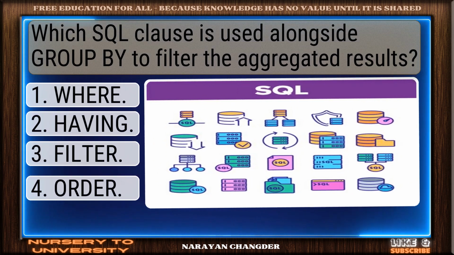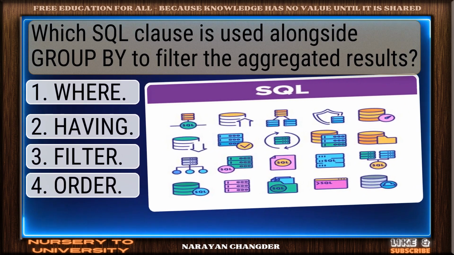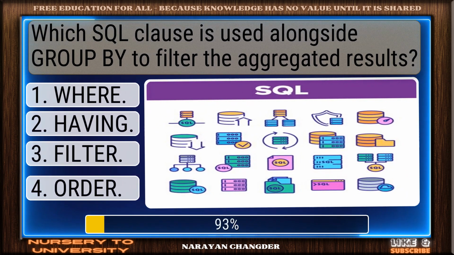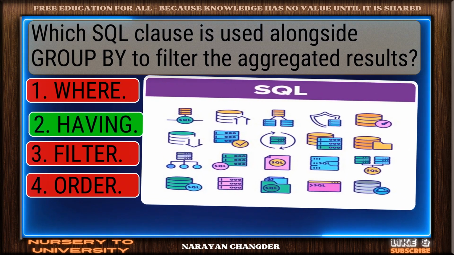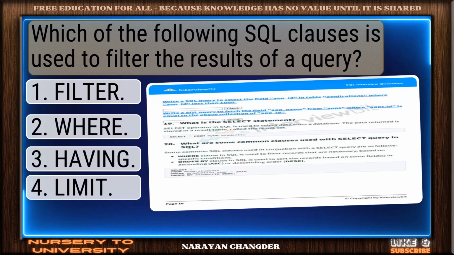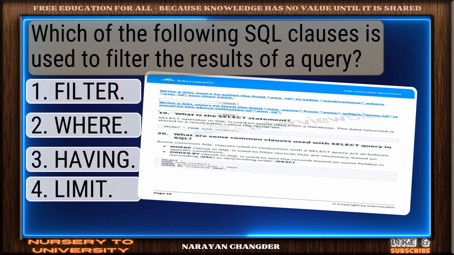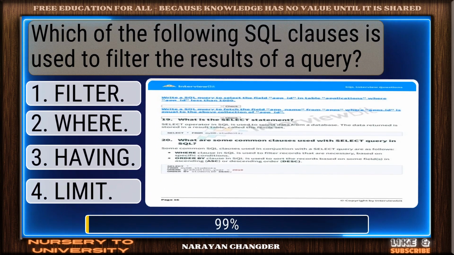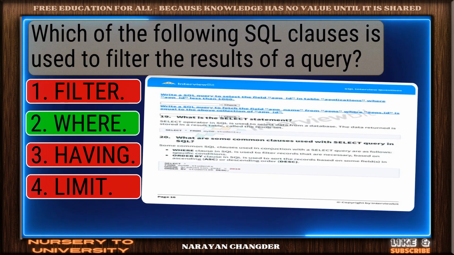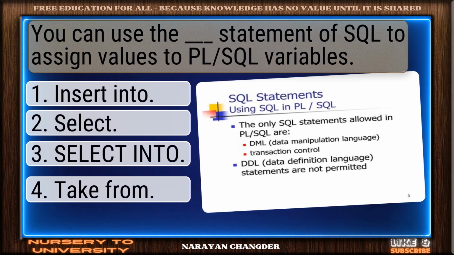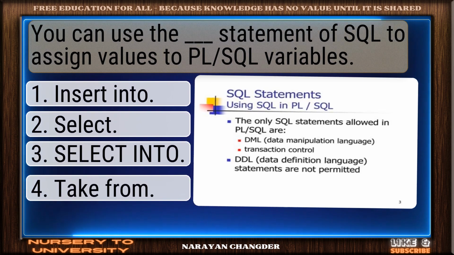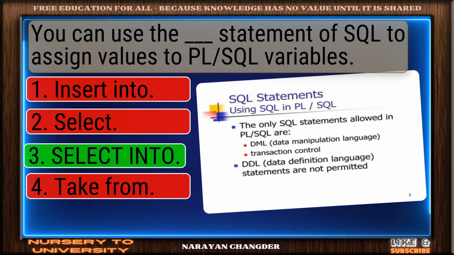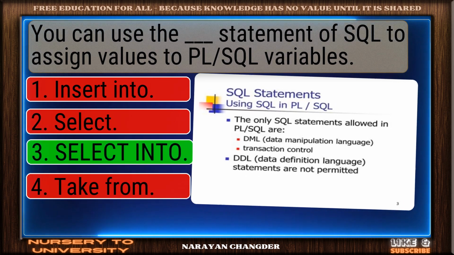Question number 16. Which SQL clause is used alongside group by to filter the aggregated results? Sharp thinking. Having is the right choice. Question number 17. Which of the following SQL clauses is used to filter the results of a query? Good job. Your answer, where, works well here. Question number 18. You can use the -- statement of SQL to assign values to PL/SQL variables. Right choice. Select into is the best answer.